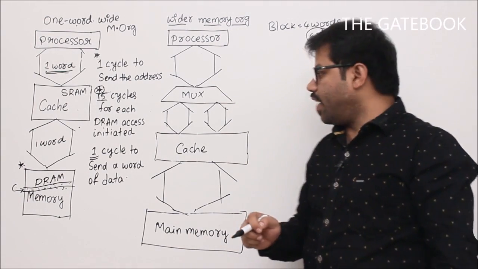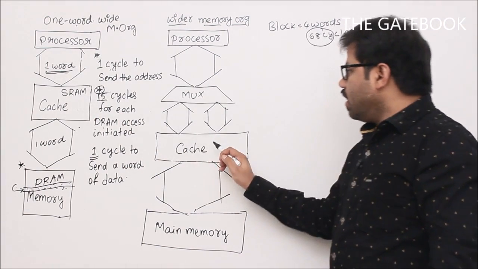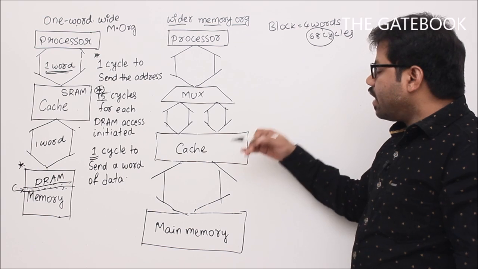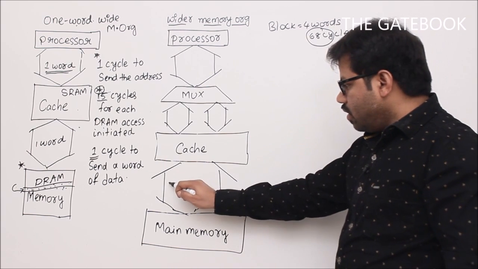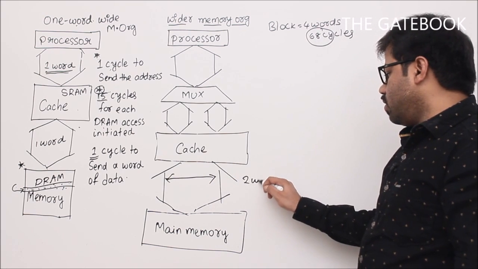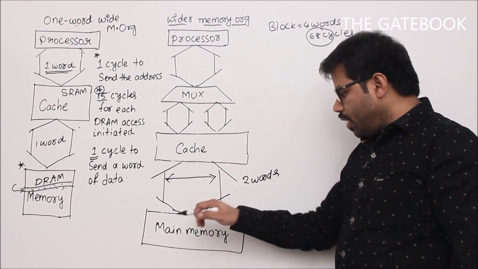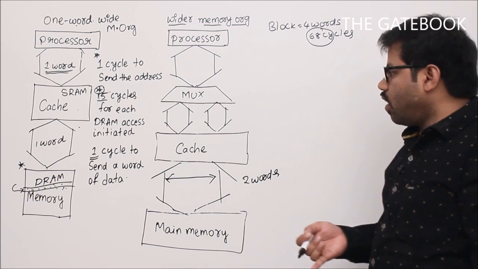I will tell you why it is wider. You can see this wideness here. This cache is designed in such a way that it can send 2 words at a time to the memory. Understand? See, the width of this bus is, let's say, 2 words. That means data can be transferred from main memory to cache in 2 word units, not 1 word.